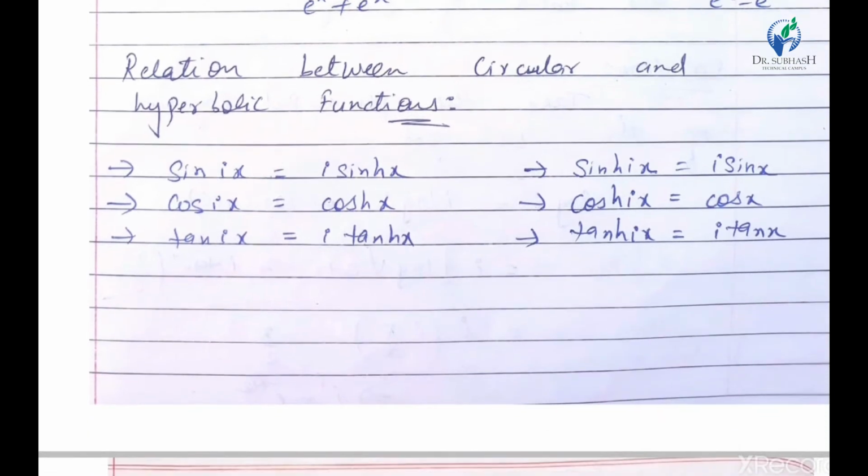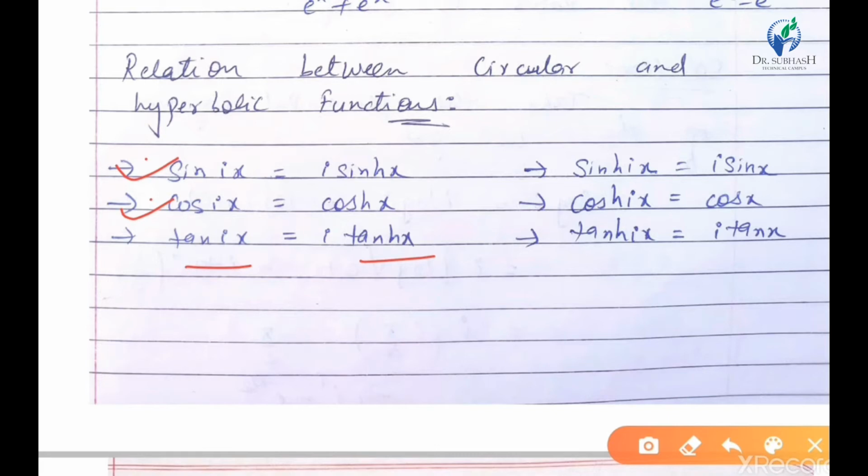Now we see the relation between circular and hyperbolic functions. What are circular functions? Sin ix, cos ix, tan ix, these all are called circular functions. Now let us see some relations. Sin ix is equal to i sinh x. Cos ix is equal to cosh x. And tan ix is equal to i tanh x.